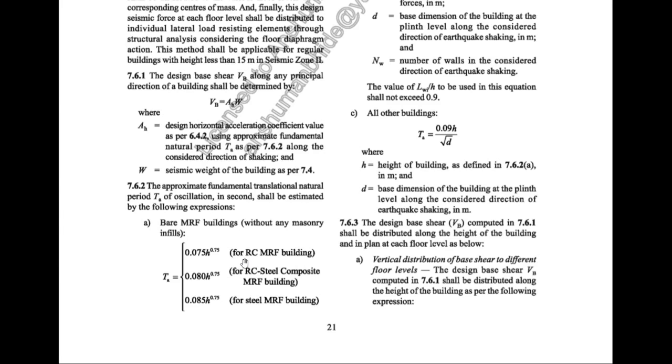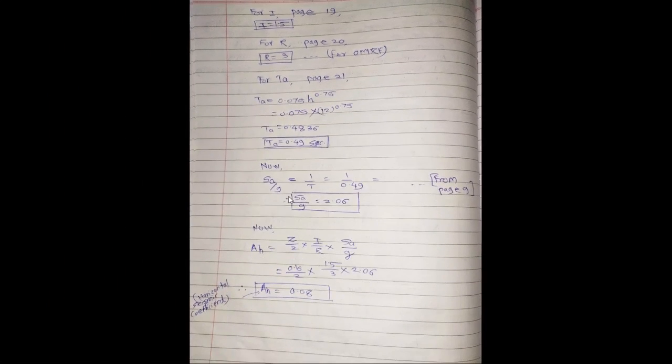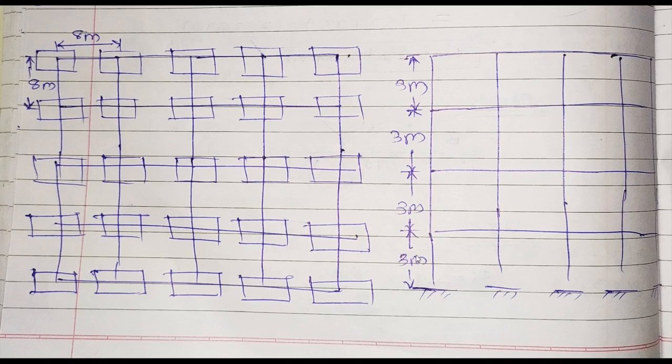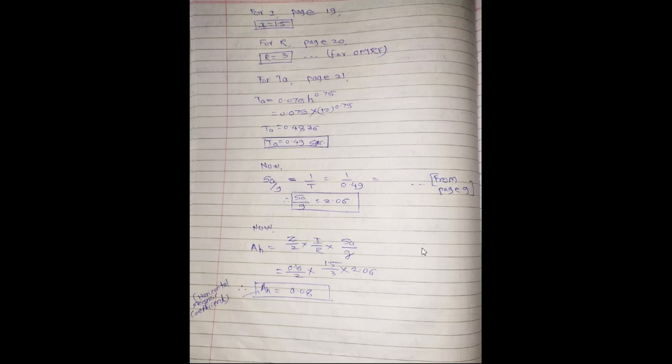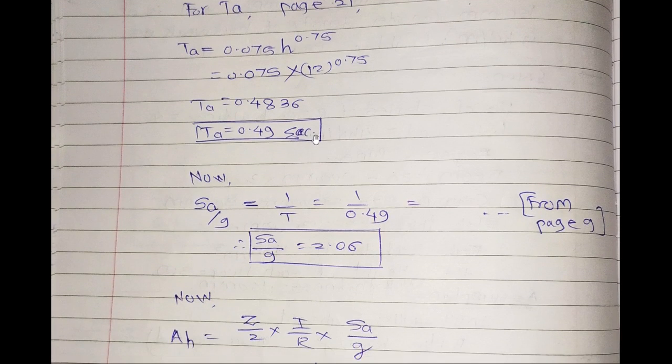According to the given condition, there is an RC building and we are using the MRF type. So that formula will be chosen as 0.075 times h raised to 0.75. Here h is the total height of the building. So according to that, we have to take the value of h. In our plan, our total height of building is 12 meter. So we have taken the value of h as 12 meter, and according to that, the T value is to be calculated.